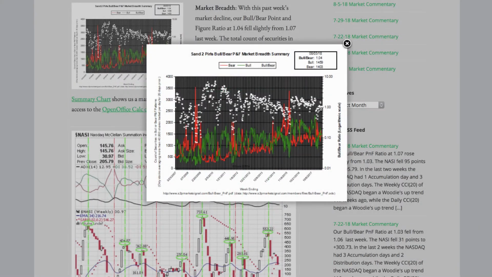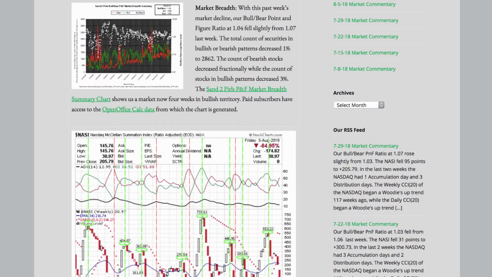Market breadth. With this past week's market decline, our bull-bear point and figure ratio at 1.04 fell slightly from 1.07 last week. The total count of securities in bullish or bearish patterns decreased 1% to 2,862. The count of bearish stocks decreased fractionally, while the count of stocks in bullish patterns decreased 3%. The Pirls P&F market breadth summary chart shows us a market now 4 weeks in bullish territory.